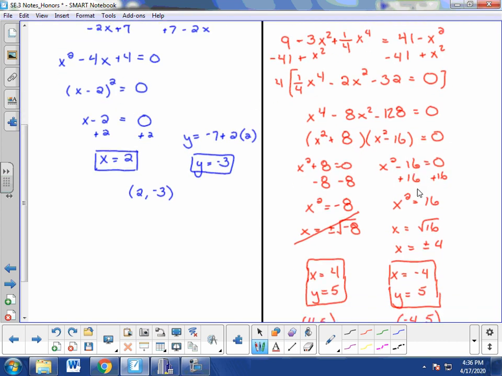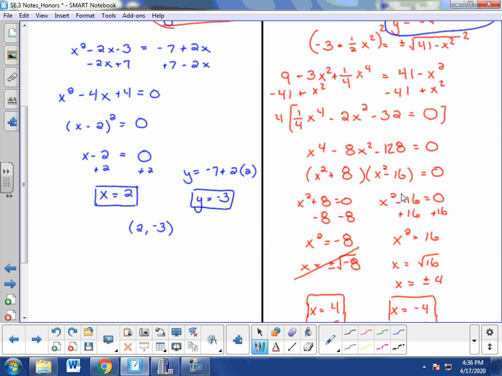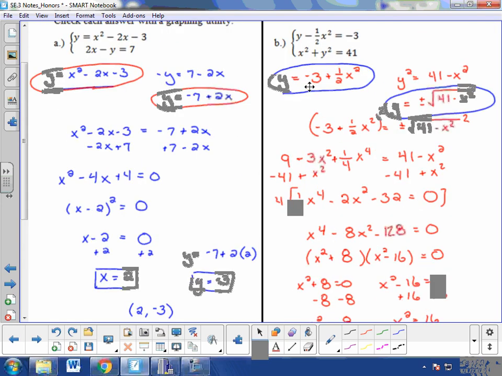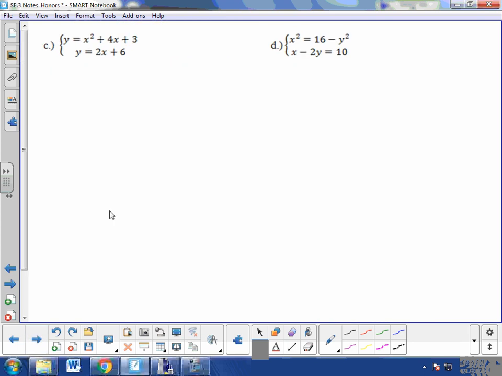Not very likely that you guys are going to have to solve one of these algebraically, but graphically, we should be able to rewrite these expressions and put those into the calculator to find the intersections. Let's look at some that are a little bit more friendly to solve algebraically. So again, let's take a look at C.